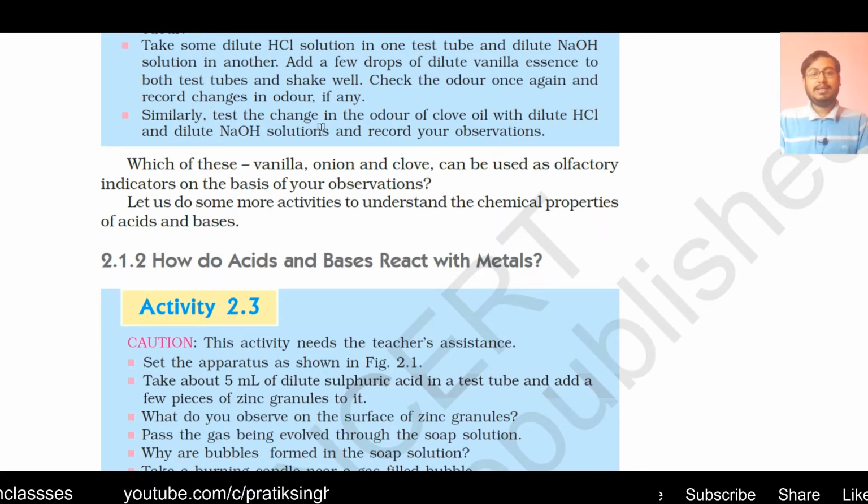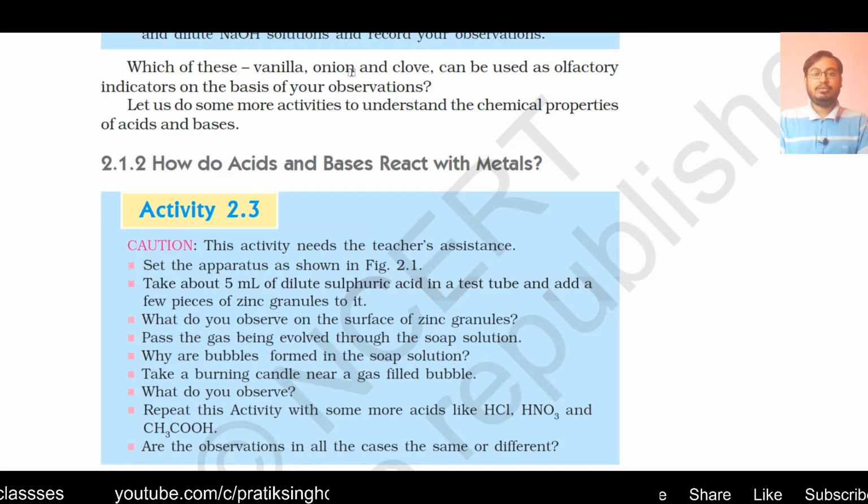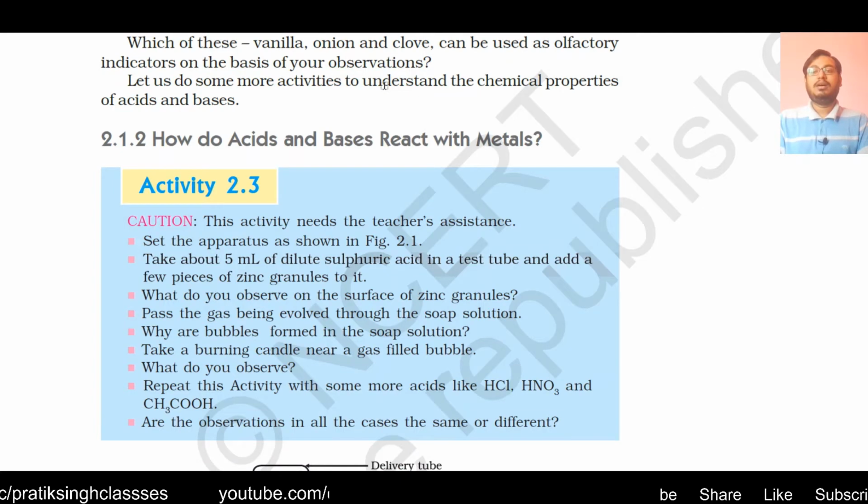Similarly, test the change in odor of clove oil with dilute hydrochloric acid and dilute sodium hydroxide solution and record your observations, whether the smell is the same as earlier or whether it has changed, whether it became good or bad. Which of these, vanilla, onion and clove, can be used as olfactory indicators on the basis of your observations? The one which will give you a very nice smell, that you can smell from a long distance, that type of indicator can be said to be a very good olfactory indicator.